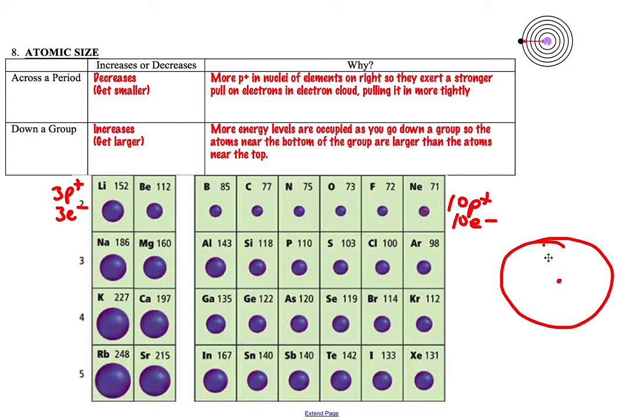In fact, it's just getting stronger, and it's pulling the electrons in closer because there's a stronger force between these negatives and that positive. So that's why it gets smaller. Stronger nucleus gets pulled in tighter.